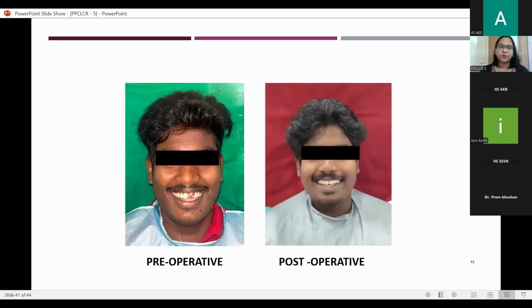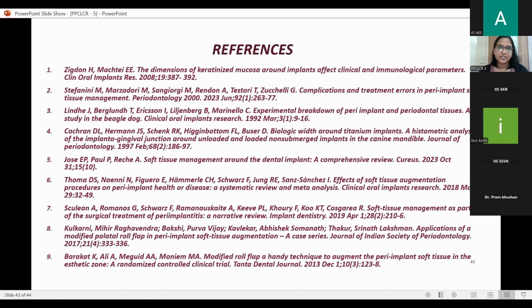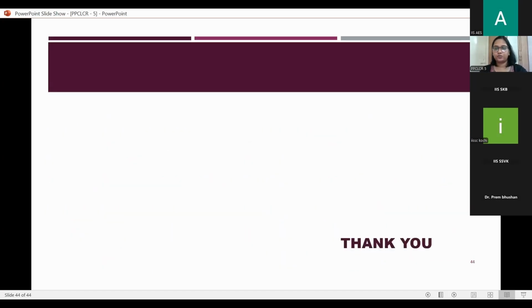Now, this is the preoperative and postoperative photograph of the patient. Now, coming to the discussion. The modified roll technique has been reported by several authors to have resulted in improved soft tissue profile. And this procedure needs a critical evaluation, and if found to be potentially helpful, should be made a part of the routine second stage implant retrieval surgical procedure. These are my references. Thank you.